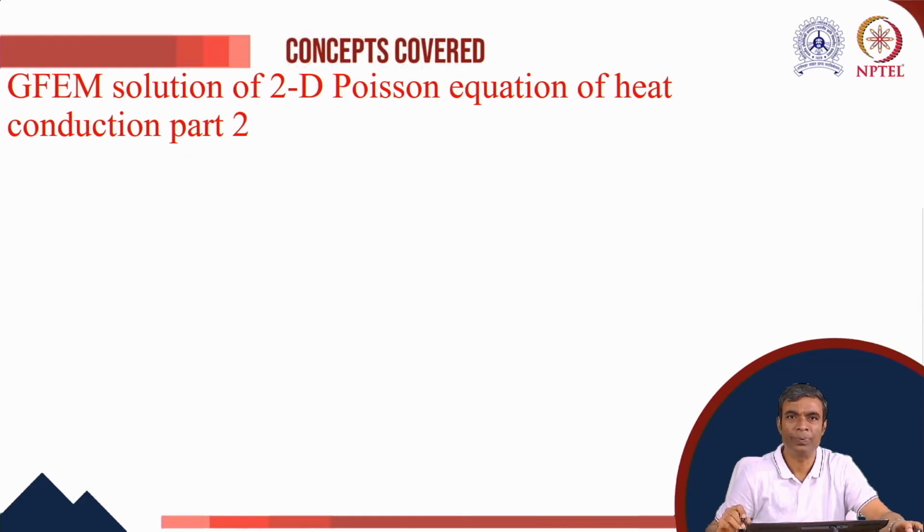In the fourth lecture, we started with the numerical solution of Poisson equation of heat conduction in 2 dimensions. We used the Galerkin finite element method and also used the bilinear quadrilateral elements. In the fourth lecture, we computed the element level matrices and vectors. In today's lecture, the fifth lecture, we shall perform the assembly of element level matrices and vectors as well as implementation of the essential boundary conditions, and then we shall solve the matrix equation system.